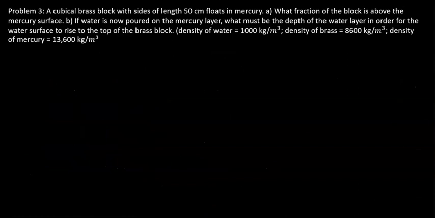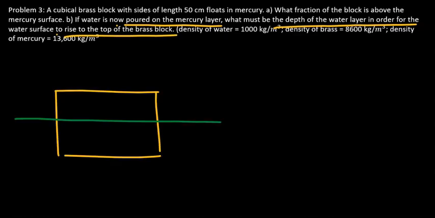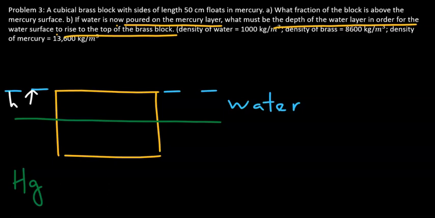Part B. If water is now poured on the mercury layer, what must be the depth of the water layer in order for the water surface to rise to the top of the brass block? So this part is mercury, and the water is even with the top surface, so this is water. So let's assume that this height here, that's the depth that we want to calculate, h. So this must be 0.5 meter, because each length is 50 centimeters, converted into meters, 0.5, minus h. So that is just that.